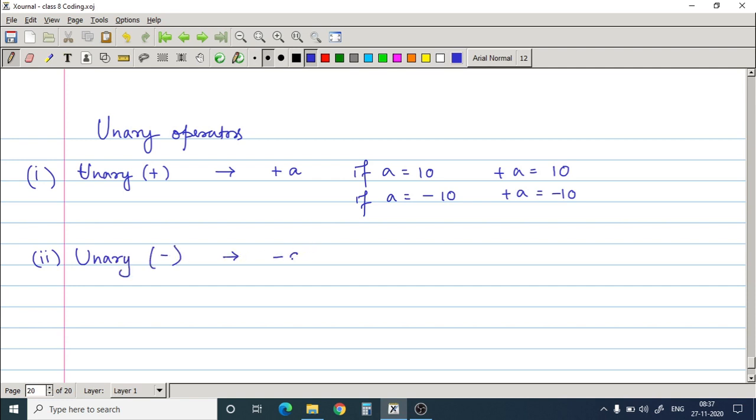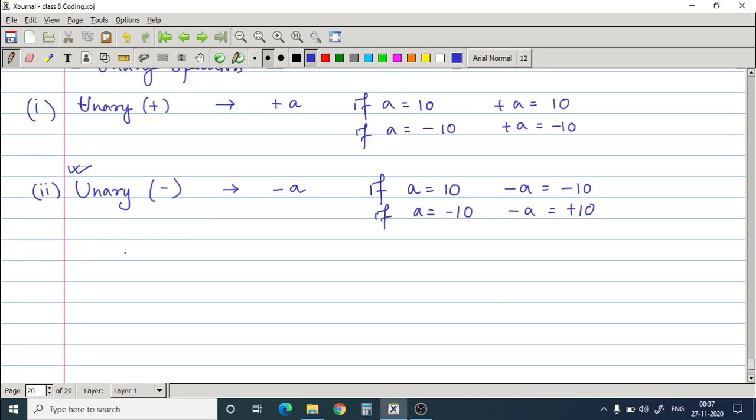So this is minus A. So if A is equal to 10, then minus A will be equal to minus 10. And if A equals minus 10, then minus A will be equal to plus 10. So this unary minus sign basically changes the sign of a particular variable. Just plus becomes minus and the minus becomes plus. Okay.